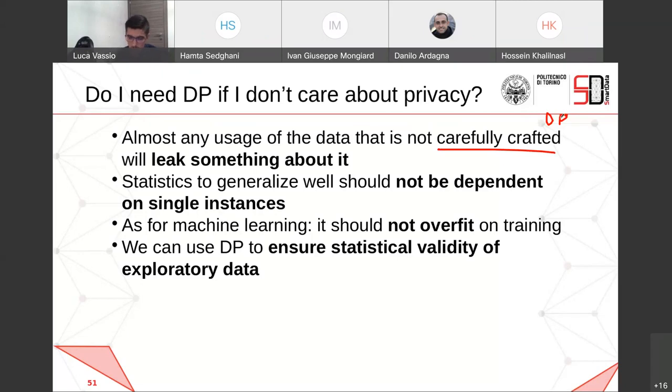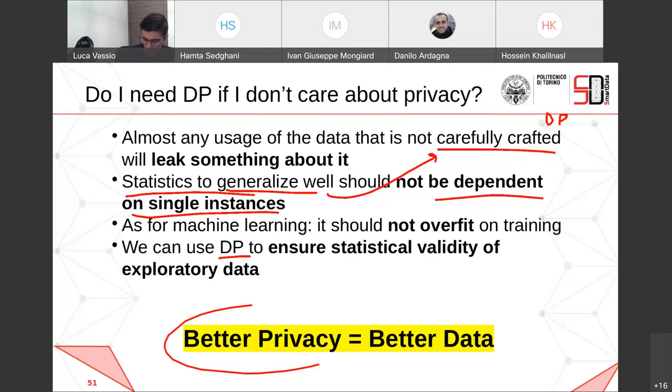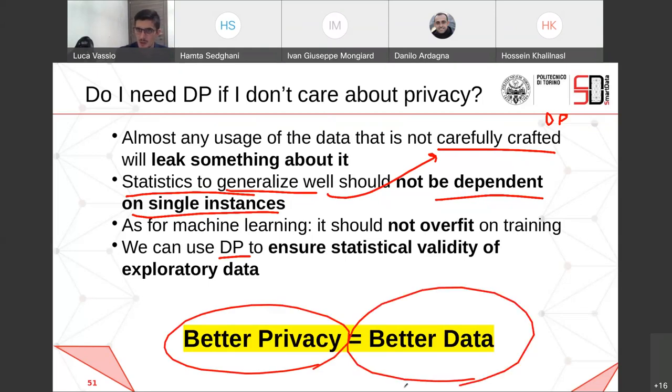But we also know that statistics, in order to generalize well, should not be dependent on single instances. It's the same thing as for machine learning. We don't want machine learning to overfit on training. We don't want to leak things that are specific to the training. And so if you want statistics to generalize, it's really important to carefully craft an operation. So actually you can use differential privacy, not for privacy, but to ensure the statistical validity of exploratory data. If something without differential privacy ends up with different results, then likely your original data is not statistically valid for your query. And so to conclude, better privacy also means better data. That is really important in a big data framework.